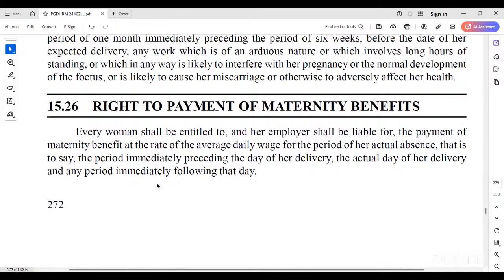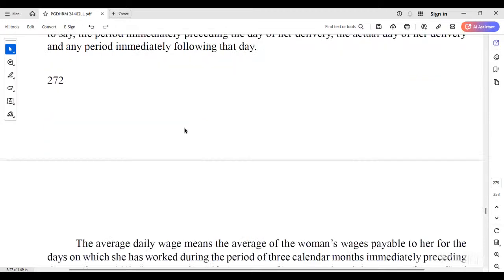So here are the rights to payment of maternity benefits under this Act. Every woman shall be entitled, and her employer shall be liable, for the payment of maternity benefit at the rate of the average daily wage for the period of her actual absence, that is to say, the period immediately preceding the day of her delivery, the actual day of her delivery, and any period immediately following that day. So the woman has a right to get the daily wage rate in this period, right?